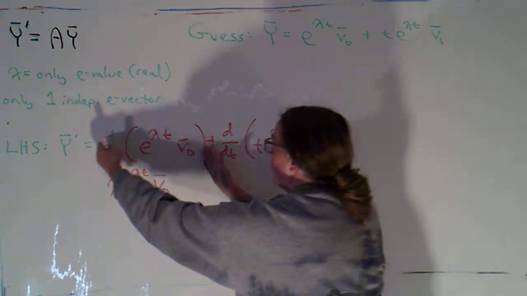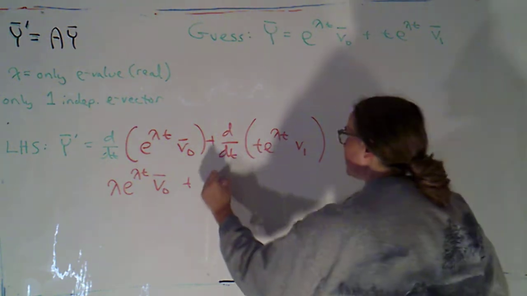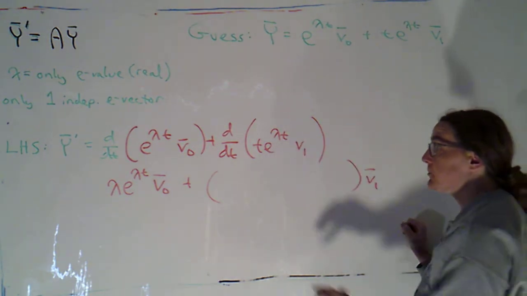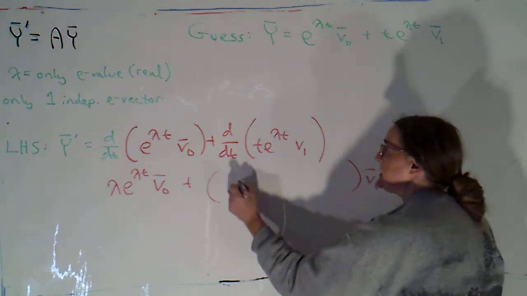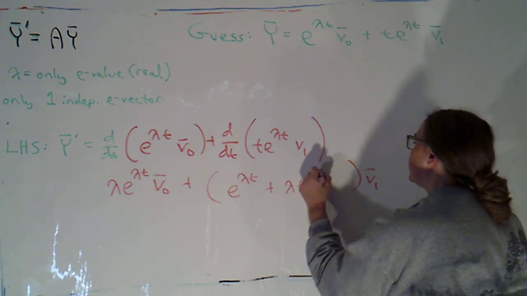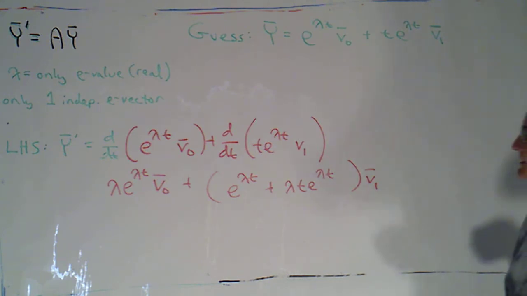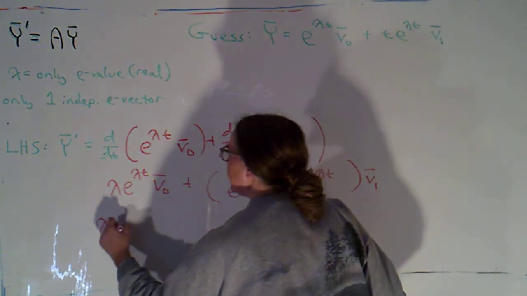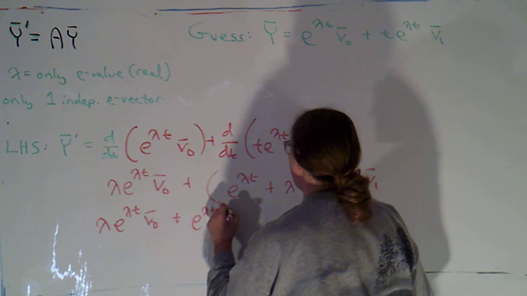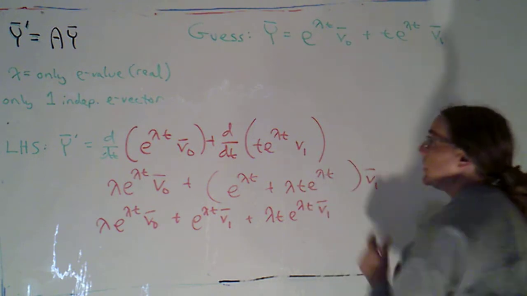Okay, so that was the derivative of this first piece. I'm going to use the same trick for this second piece. It's going to be the derivative of the function times v1. And for the derivative of the function, I'll need the product rule. So the derivative of t is 1 times e to the lambda t plus t times lambda e to the lambda t. Excellent. I'm going to just distribute this out. So I've got lambda e to the lambda t v0 plus e to the lambda t v1 plus lambda t e to the lambda t v1.